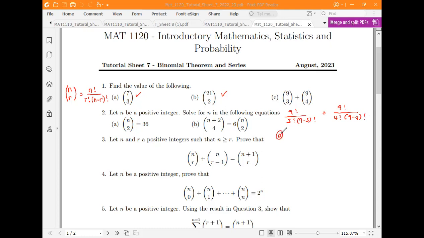Then question 2, A, we have n choose 2, which is defined as n factorial divided by 2 factorial, n minus 2 factorial. Once we understand what factorial is, we can write this as n, n minus 1, n minus 2 factorial, divided by 2 factorial, n minus 2 factorial.